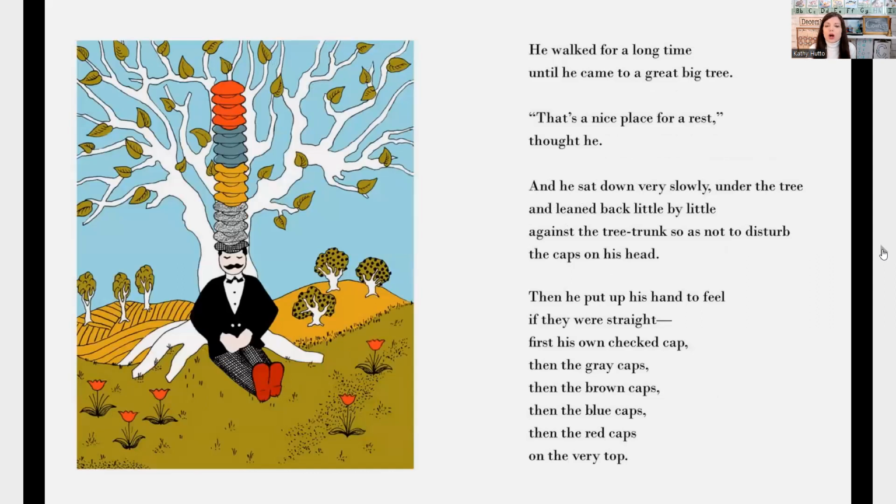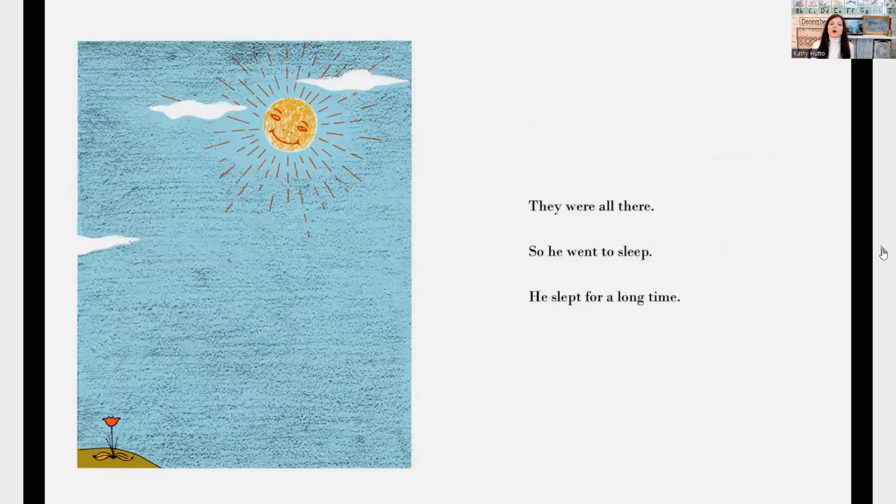He walked for a long time until he came to a great big tree. "That's a nice place for a rest," he thought, and he sat down very slowly under the tree and leaned back little by little against the tree trunk so as not to disturb the caps on his head. Then he put up his hand to feel if they were straight. First he felt his own checked cap, then the gray caps, then the brown caps, then the blue caps, then the red caps on the very top. They were all there, so he went to sleep.